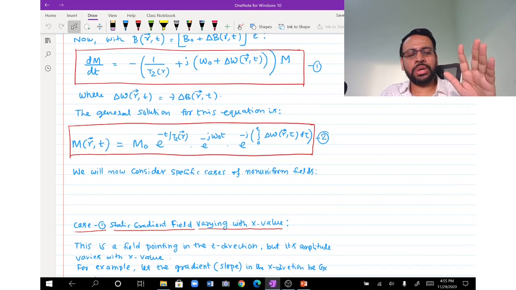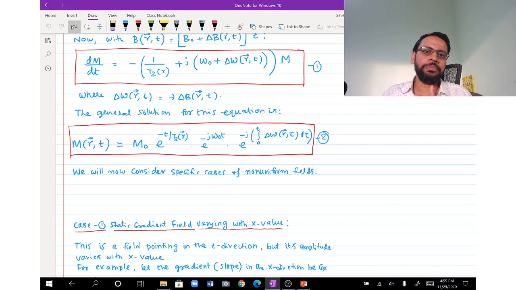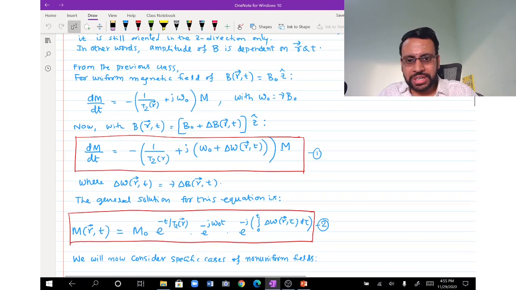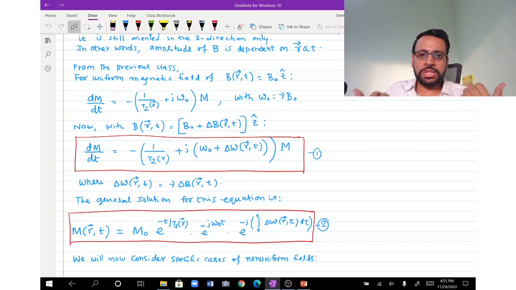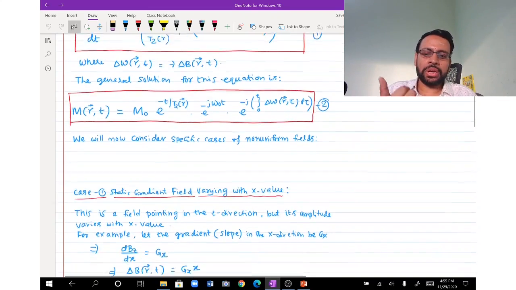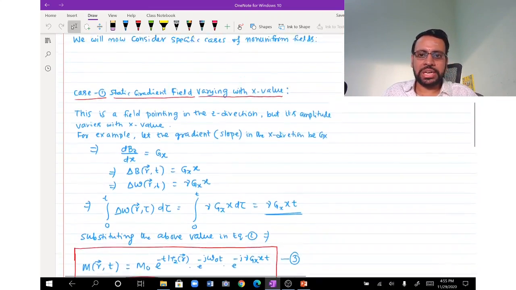Now what we would do for the rest of this lecture is consider some specific functions for this delta b of r bar comma t. In what way would we like to vary this delta b, and then what would be the transverse magnetization field as a result of that particular function. That's what we are going to see here. Particularly we are going to see three special cases.